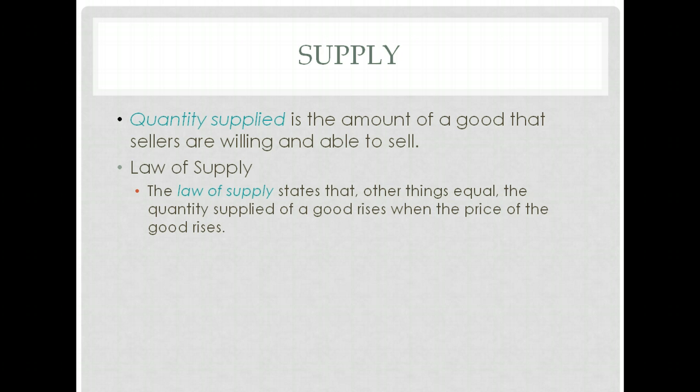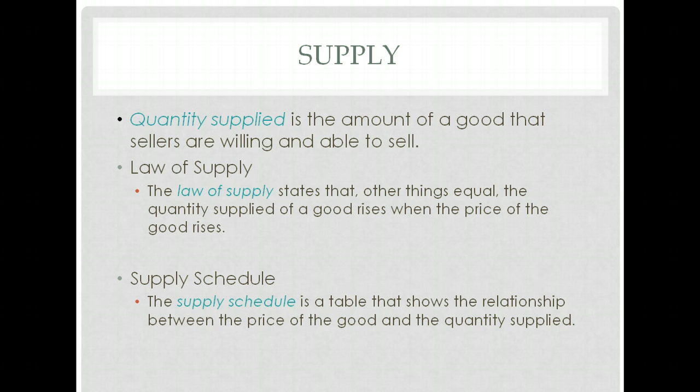And if you think about it, let's suppose you're talking about somebody selling hot dogs. If somebody's selling hot dogs for $1, maybe they wanted to sell 10 of them. But if they could sell them for $2, they'd probably be willing and able to sell a lot more hot dogs. That's what the law of supply states. Really what it's saying is that price and the quantity supplied have a positive relationship. They go the same way.